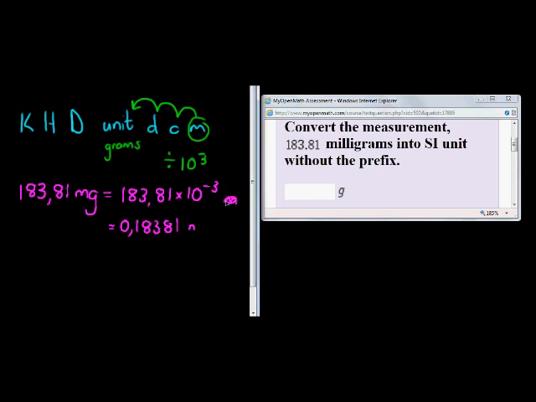Sorry, that's milligrams. I'm working with grams. Okay, that's how many grams I will have. So let's just input that answer, 0.